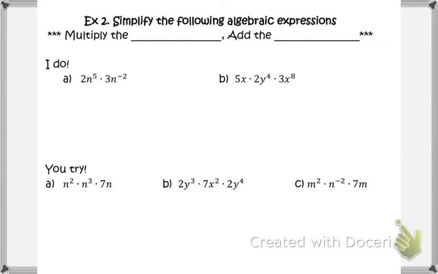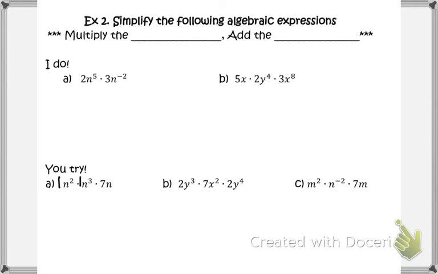All right, on this you try, let's look at the first one. n squared times n to the third times 7n. Even though there are no coefficients, I want us to have that habit of, if there's nothing in front, just write a 1 in front. We just don't write that 1 because it's redundant, but because we're starting out, we need to have that vision to see 1 in front.